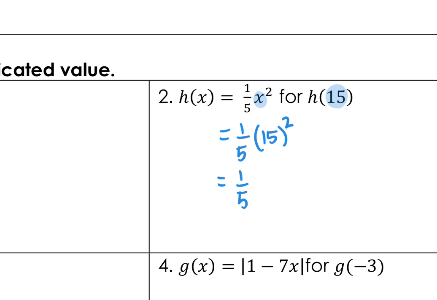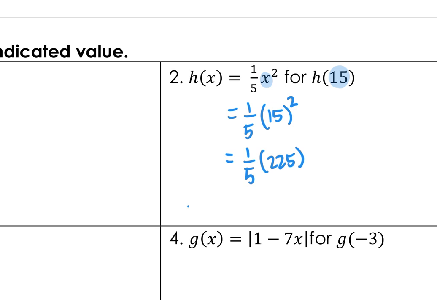Very good. So now I have 1/5 times the 225. So now I just got my last step. All I have to do is multiply 1/5 times 225. And we all know how to make a fraction in our calculator. So what do we get? If you don't have a calculator, you need to go get one. Very good, 45. Thank you, Marley. Good job.